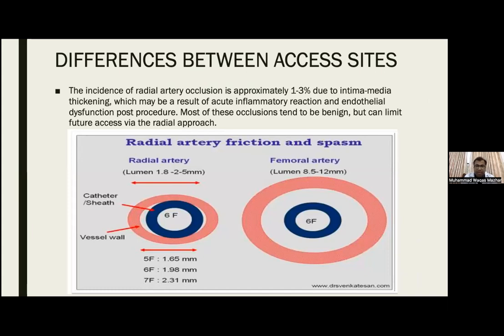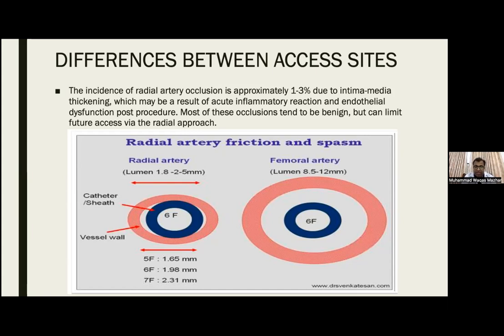Yes, sir. Right now the radial is not yet closed. I just want to highlight this as well for radial. The incidence of radial artery occlusion is approximately 1 to 3% due to intima media thickening, which may be a result of acute inflammatory reaction and endothelial dysfunction post-procedure. Most of these occlusions tend to be benign, but can limit future access via the radial approach.